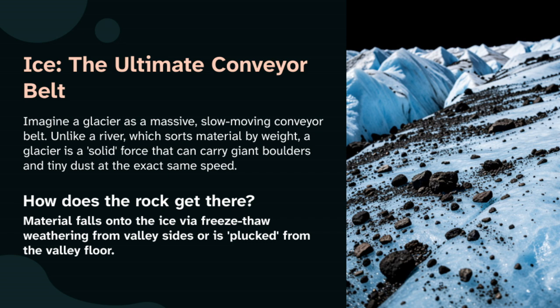Let's ask a question. Why can a glacier carry much larger material than a river? Here's a model answer. Because a glacier is a moving mass of ice that can trap and carry material of all sizes, whereas a river must have enough energy to keep material moving in flowing water.